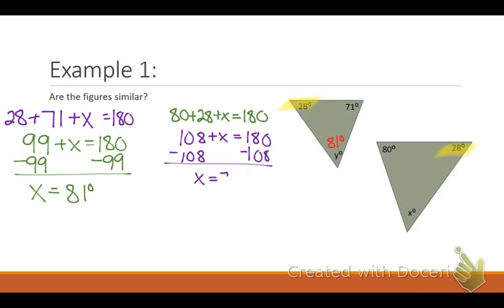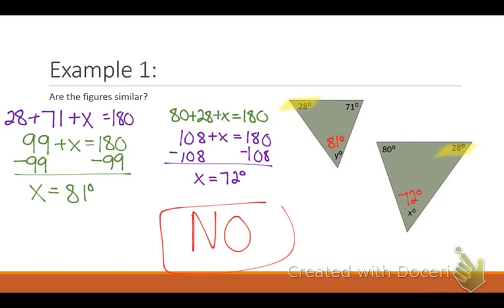And some of you solved for the other one to make 72. These are not the same angle measurements. All right, they're not similar. The last thing you need to know, if you think back to chapter 2, we learned how to set up a proportion, and that's exactly what we're doing here in example 2.